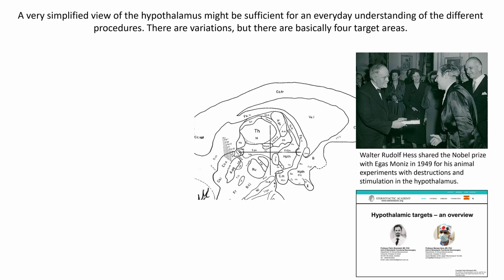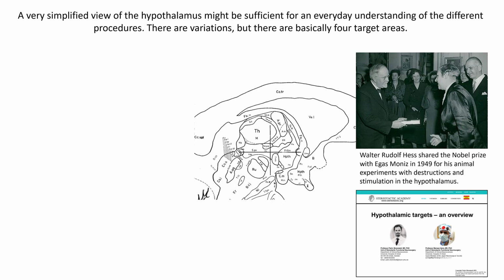A more common target for aggressions was the hypothalamic area. Walter Rudolf Hess shared the Nobel Prize with Egas Moniz in 1949 for his animal experiments in the hypothalamus, and the first hypothalamotomy was performed by Spiegel and Wycis in the same year for aggressions.